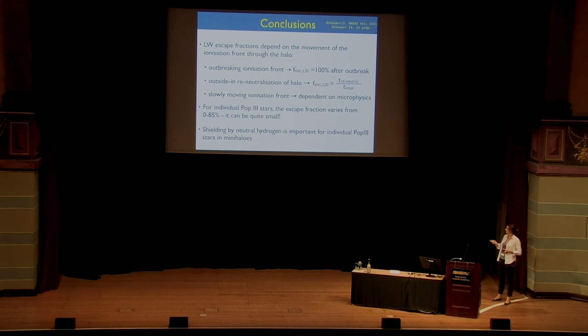Considering my single POP3 stars in mini halos, the escape fraction can be very small. It can be at 0% if I have a massive halo. And for my individual POP3 stars, the shielding by neutral hydrogen plays a crucial role when you consider lower mass stars. And with this, I would like to thank you and hope you have some questions for me.